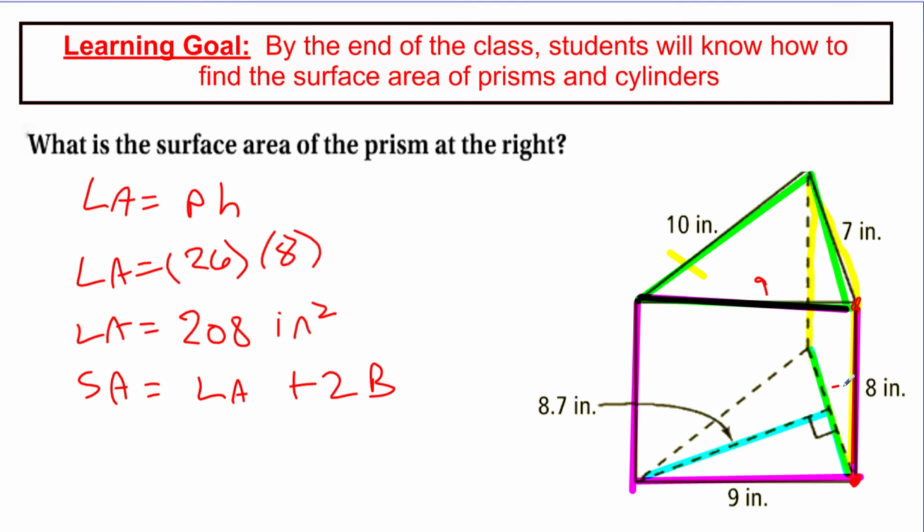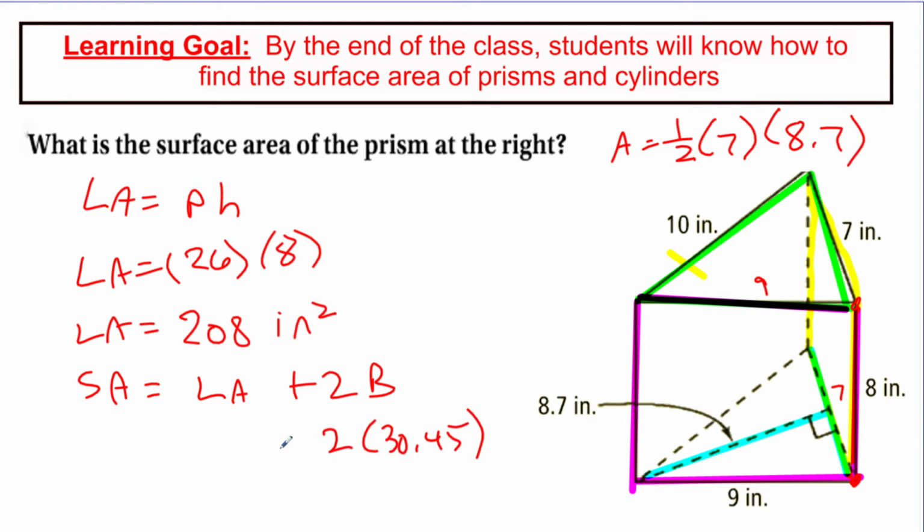So I can move this 7 down and find out that the area of my triangle is 1/2 times 7 times 8.7, okay? So I'm right now calculating this capital B, so I'm going to say 0.5 times 7 times 8.7 means that one of the bases has an area of 30.45. So we're going to say 2 times 30.45, is equal to, and then the lateral area is the 208. So if I add all this up, this will be the surface area of my triangle. Okay, so we're going to say 30.45 doubled looks like 60.9 plus 208 is 268.9. So that would be my surface area.